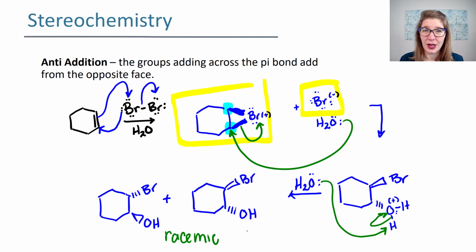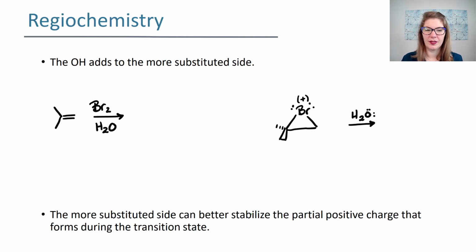Now let's dive into regiochemistry. If you have an asymmetrical alkene, we need to be able to know, is the bromine or the OH going to add to the more substituted side? And it's going to be that the OH adds to the more substituted side. So let's draw that. So if we had this reaction, our bromine would go less substituted, our OH goes more substituted. Let's talk about why.